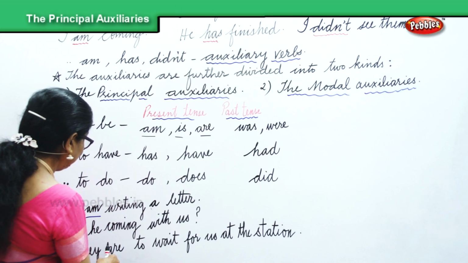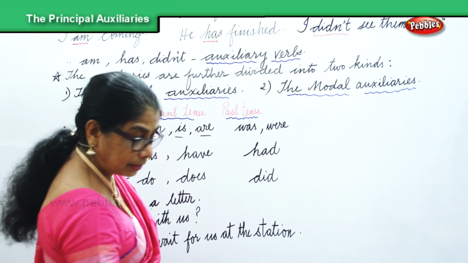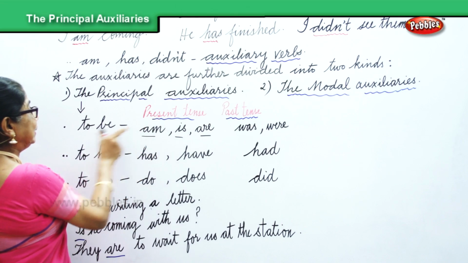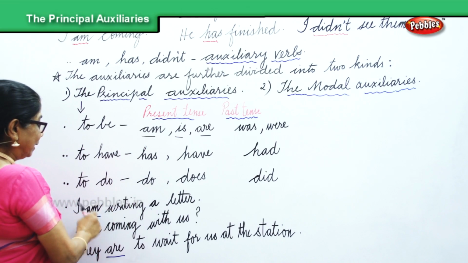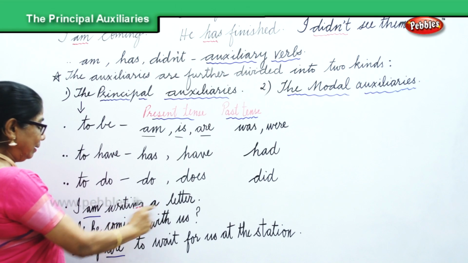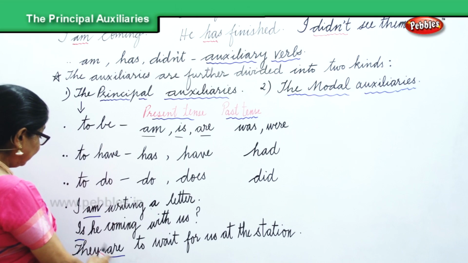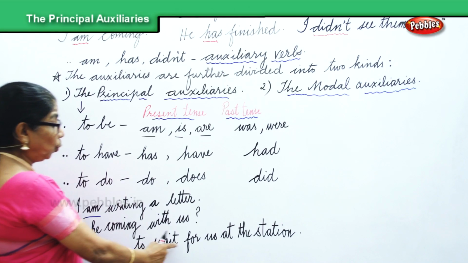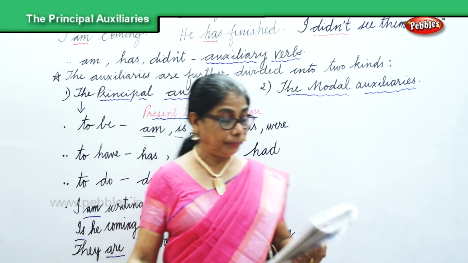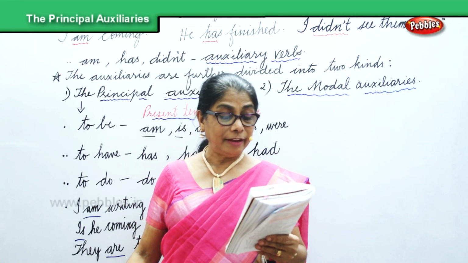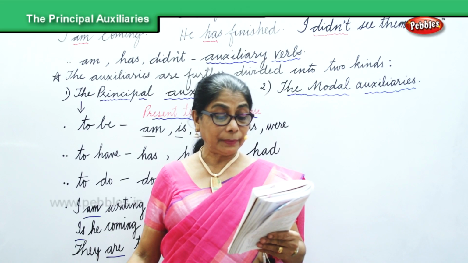So we have done the first principal auxiliaries, to be. We have formed sentences here. I am writing a letter. Is he coming with us? They are to wait for us at the station. Okay, then we also have were.